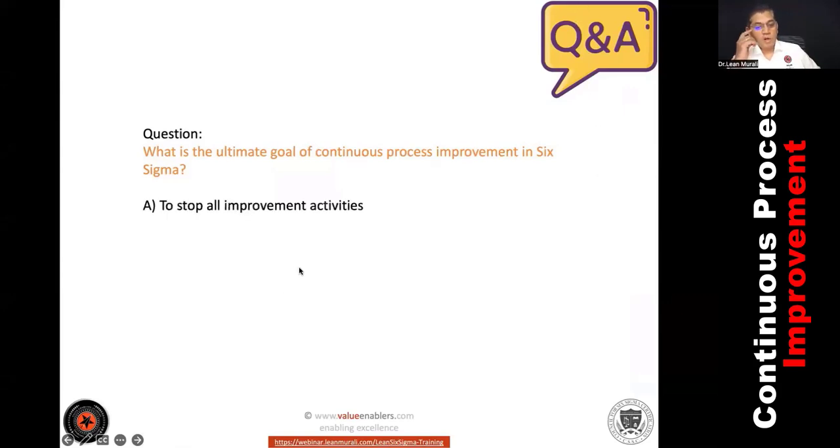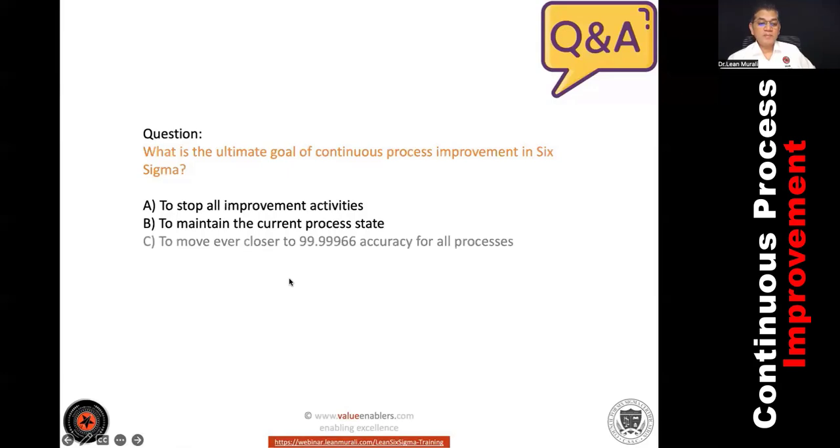Answer A, to stop all improvement activities. B, to maintain the current process state. C, to move ever closer to 99.99966 accuracy for all processes. D, to prioritize financial stability over process improvements. And the correct answer is, put it in the chat box.